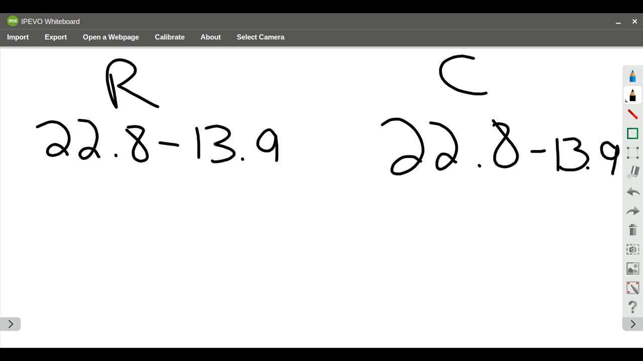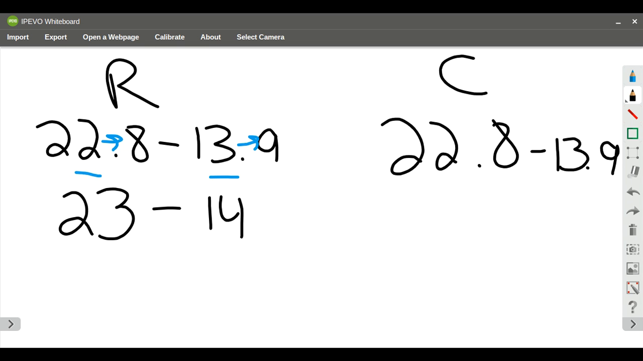So if I round, again, I'm looking over here, so I'm looking at my rounding. I underline my ones place value because that's the digit that I'm rounding. I look to the right, 22 and 8 tenths. 8 is greater than 5, so this becomes 23. And then I have 13 and 9 tenths. So again, I look to the right. 9 is greater than 5. So this rounds to 14.